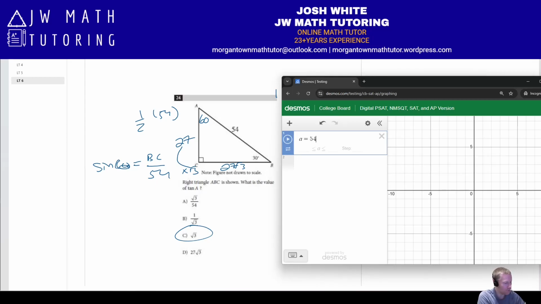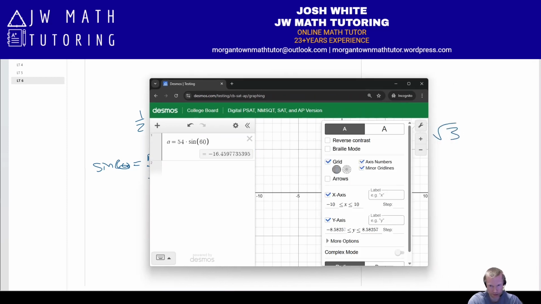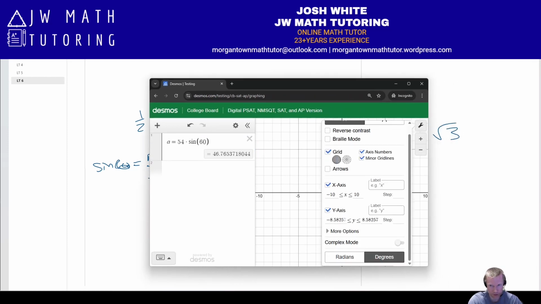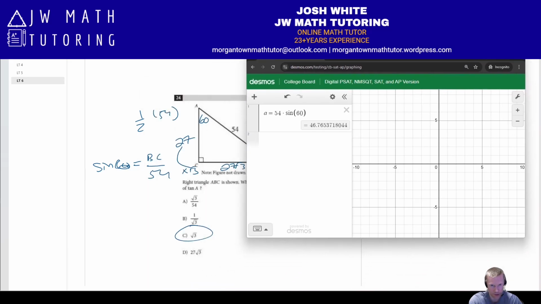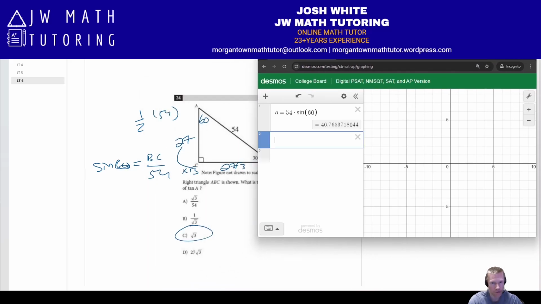All right, so that's equal to 54 times sine of 60. Now notice this is giving me a negative number. That's most likely because this is in radians. I want it in degrees, so just click the little wrench, switch to degrees if you're not already there. Okay, so that's little a.